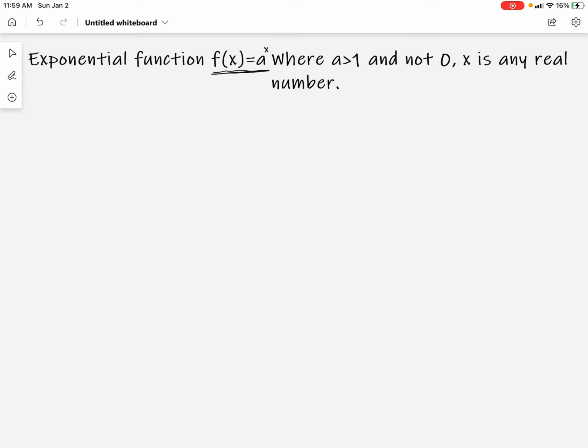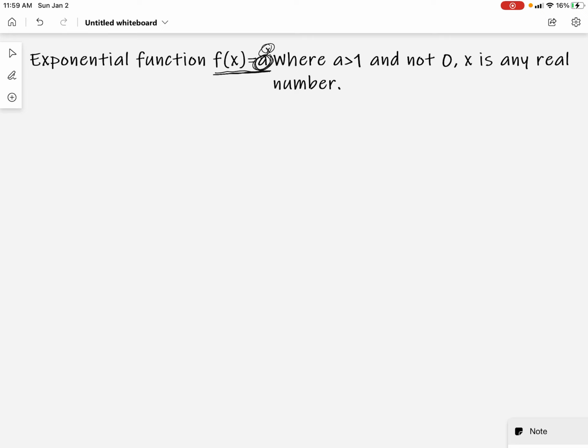Previously, in our polynomial functions, we would have our variable here, and then we would have it raised to like a 2 or 3 or a 4. In these exponential functions, this a is going to be a number like 2, 3, or 4, and the variable is going to be the exponent.